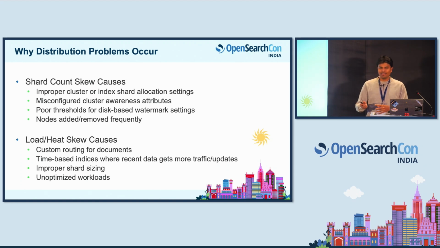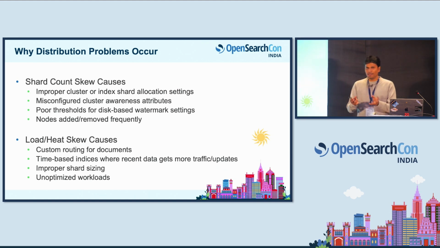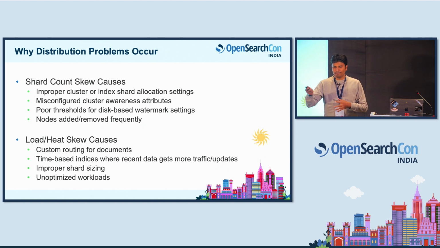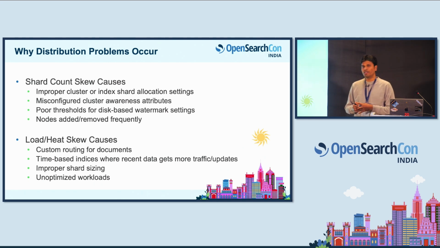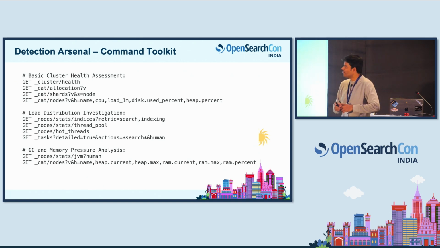There can be time-based indexes where recent indexes tend to get more traffic. So although you have equal distribution of shards, the load will only tend to come on just a few of the shards that are concentrated maybe on very few nodes. And obviously the topmost being the unoptimized workloads, right? I think if you attended the session yesterday, some colleagues did talk about how you can optimize workloads with tuning the mappings and using the right set of search queries, right? So moving on, let's understand how we can debug these kinds of issues.